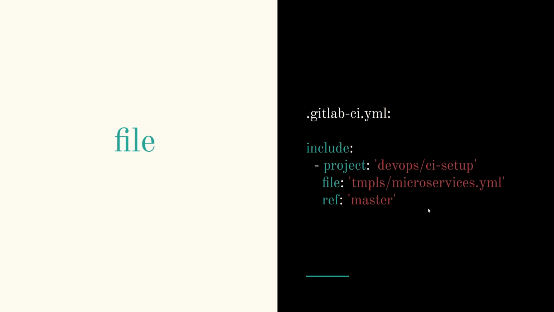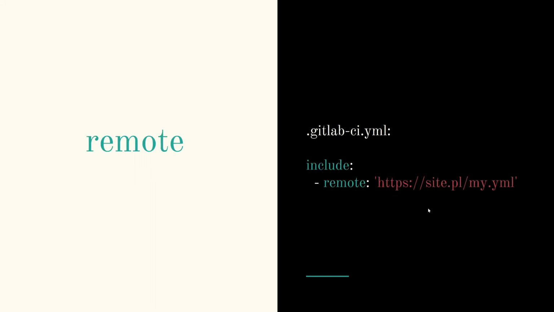And you have to remember that everything is evaluated during pipeline creation. So if you change something, you have to create a new pipeline if you want to see your changes. Another type is remote, and with this you can include a remote file. The file must be accessible by the GitLab instance.